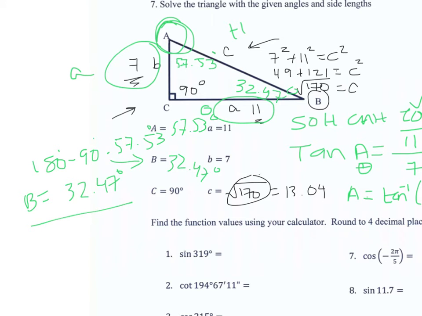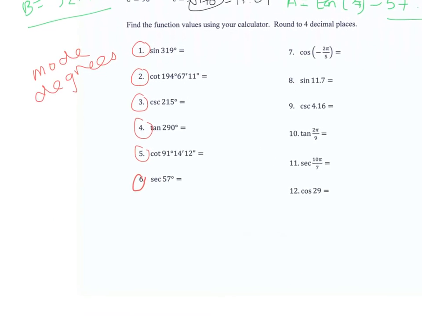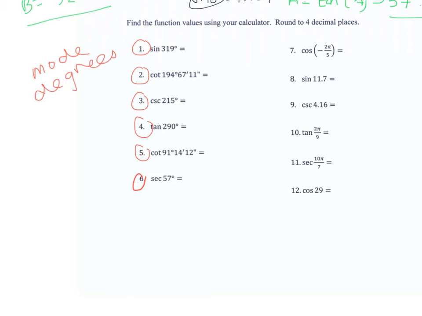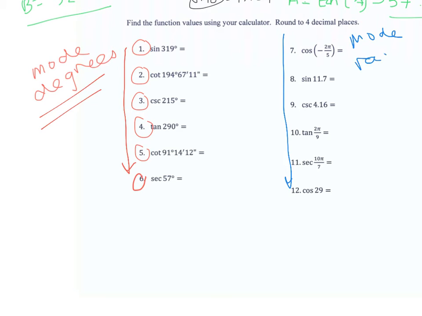And you're done. So for this next section, you really just need to make sure that your mode is correct. You wouldn't want to get this wrong because of the wrong mode. For 1 to 6, I see the degree symbol, so I know the mode is degrees. So for those problems, when I use my calculator, I'll put mode degrees. And for the remaining ones, if I see radians or I don't see the degree symbol, I know that my mode needs to be in radians.